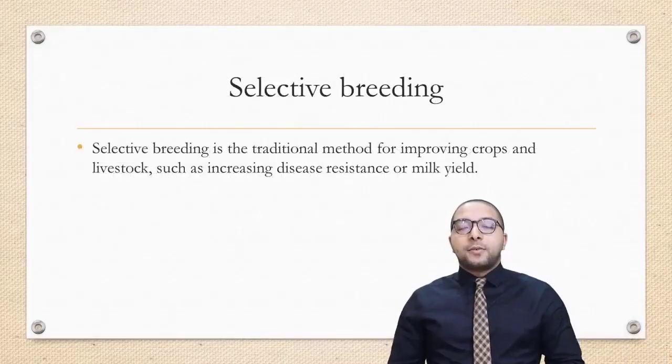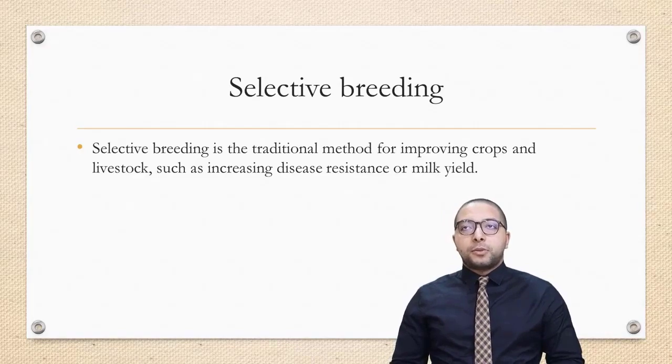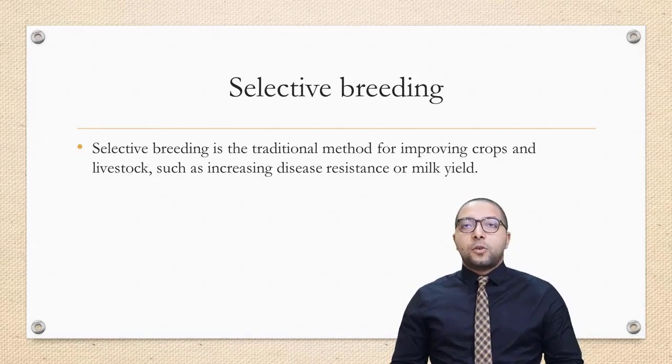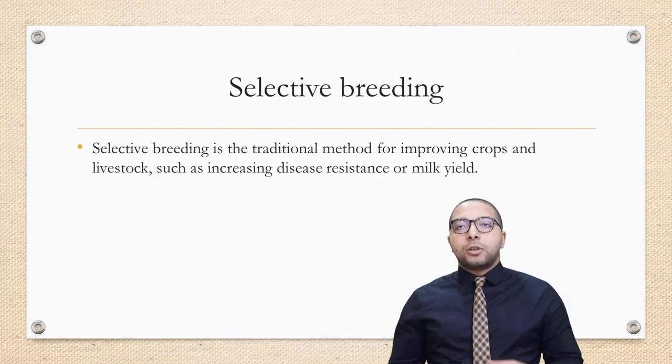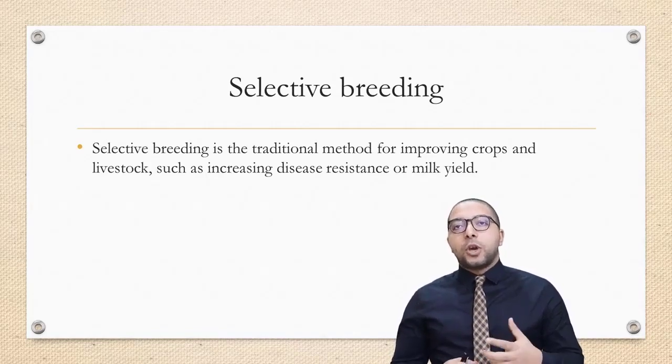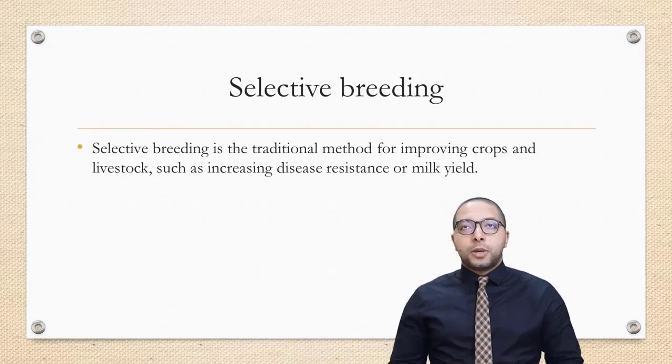Okay, at the beginning, let's define selective breeding. Selective breeding is the traditional method for improving crops and livestock, such as increasing the disease resistance or the yield production. So basically, we're going to look into a favorable feature, and based on this favorable feature, we're going to increase it among the offspring.